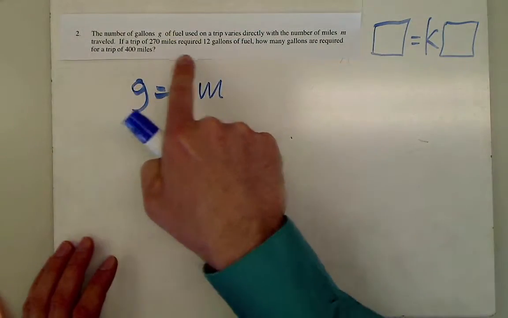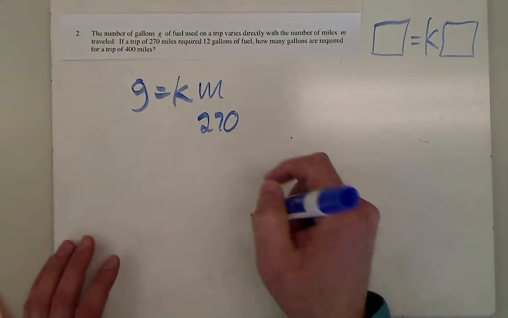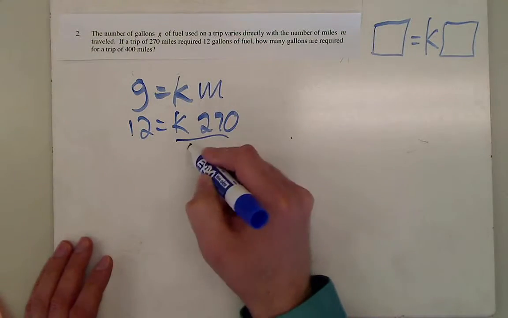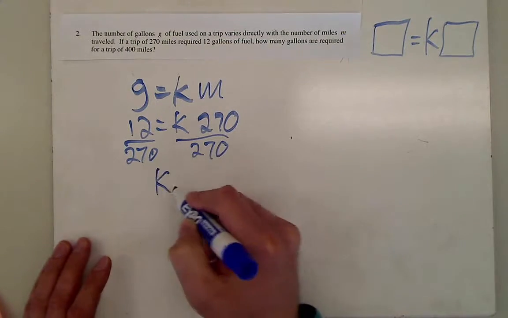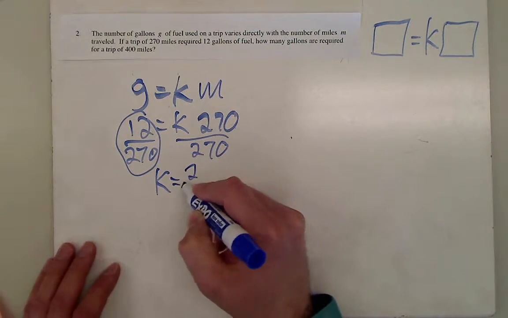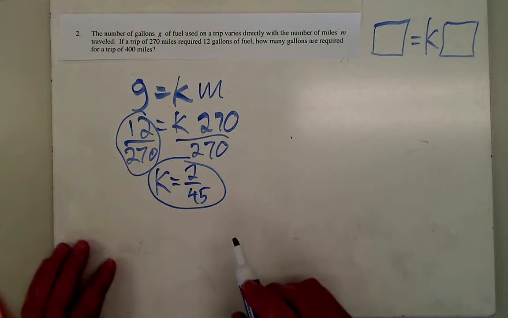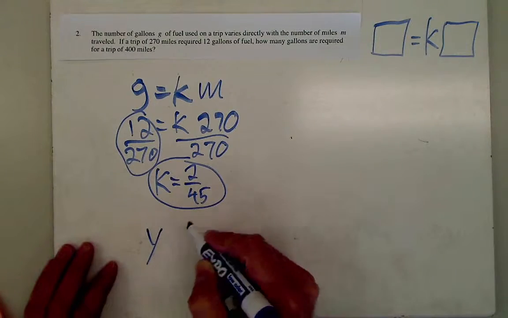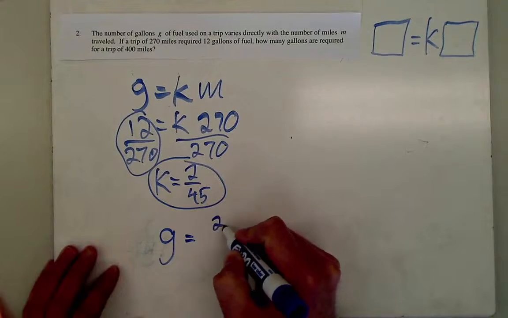So the next part says if a trip of 270 miles, 270 goes here for m, requires 12 gallons of fuel, we can solve for k by dividing by 270. When you divide that on a calculator, you get a repeating decimal, but if we simplify this fraction, we can get it down to 2 over 45 for our k. Part of the problem that you need to do is to write the equation of variation. So that means you need to write the equation with the value of k in it.